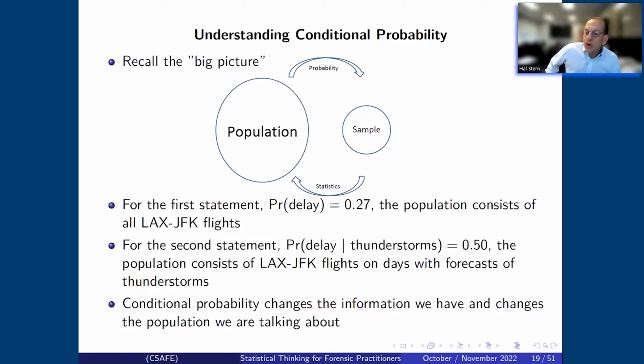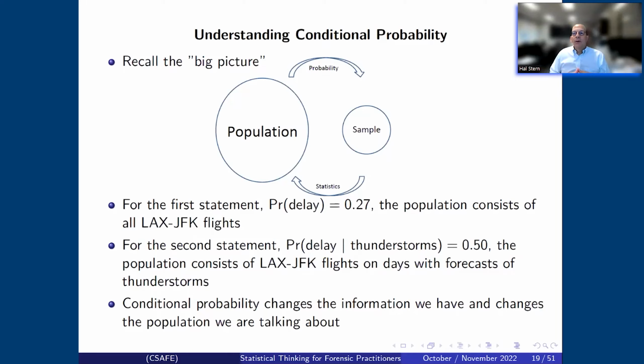Unfortunately, I don't have accurate data for that, but we might imagine that it's higher. And so here I've speculated that, in my opinion, that probability is about 0.5. So conditional probability changes the information that we have and changes the population we're talking about.